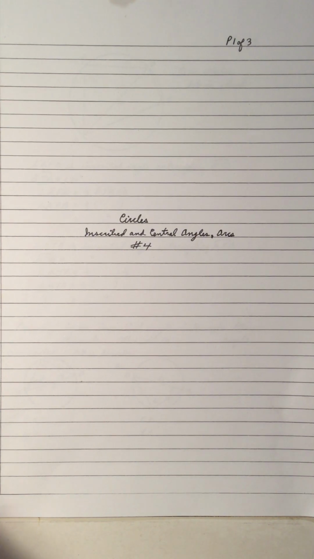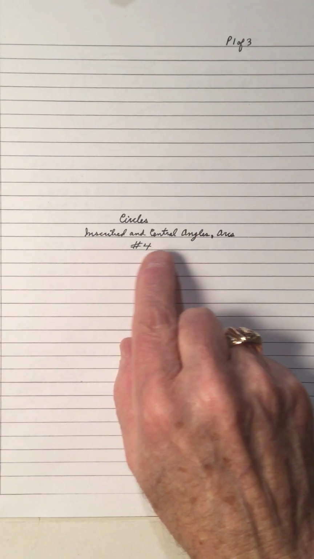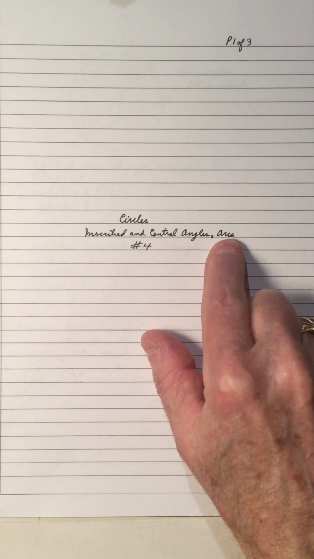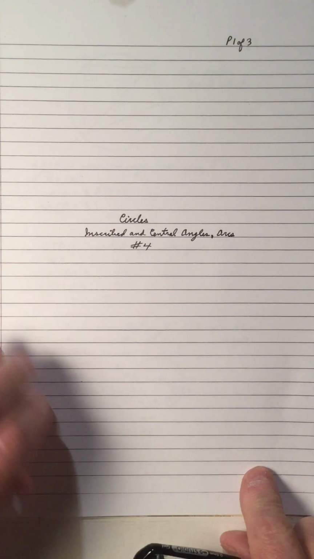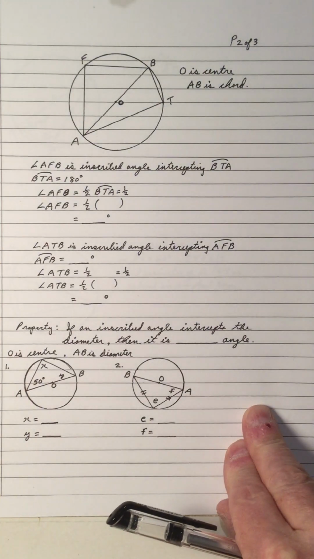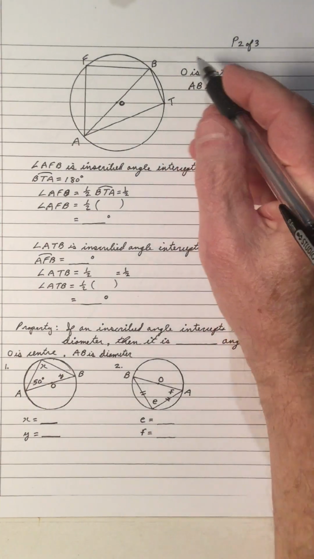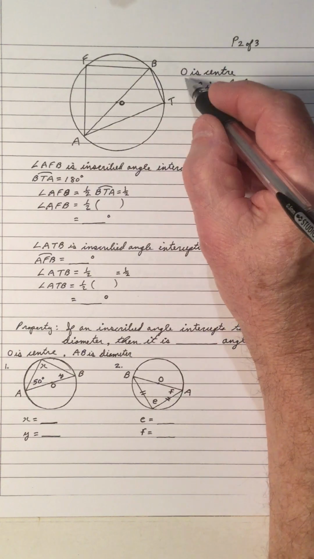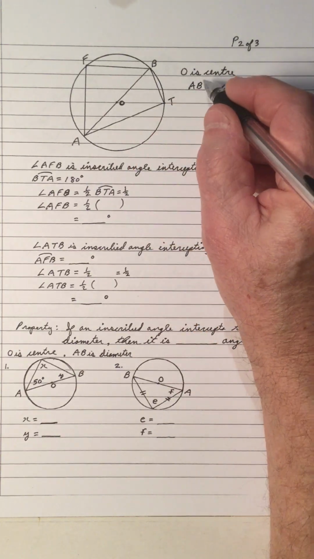Hi, welcome to my video on circles, inscribed and central angles, and arcs. And this is number 4. I have a circle drawn, and O is the center of the circle.